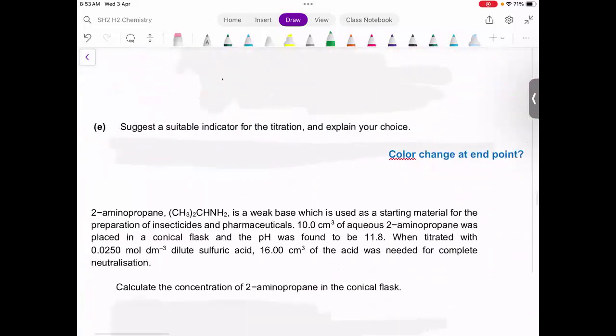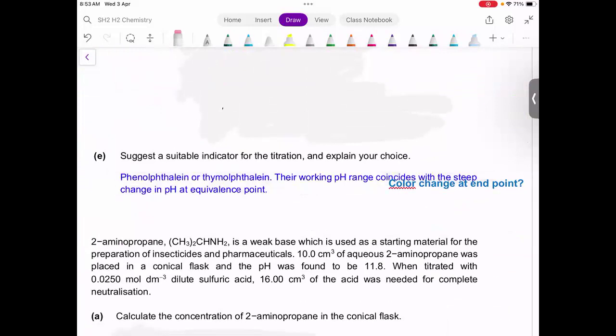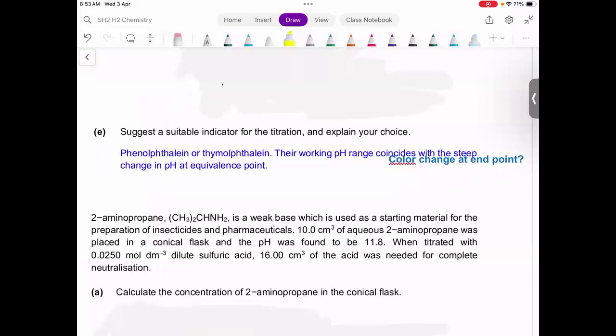All right. Suggest a suitable indicator for the titration. Explain your choice. What will be a suitable indicator here? Because the pH change is in the alkaline region, I should choose an indicator whose working range is in the alkaline region as well. So it's either phenolphthalein or thymolphthalein. You just need to explain that the working range coincides with the steep change in pH at the equivalence point.